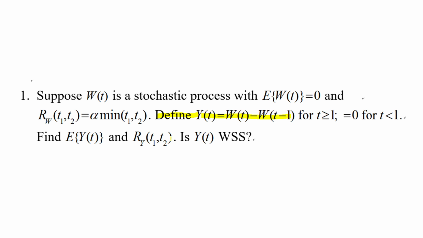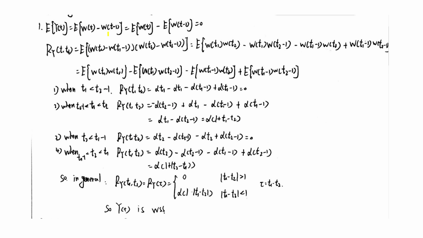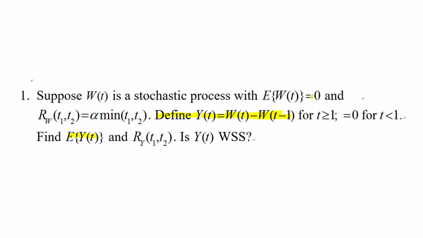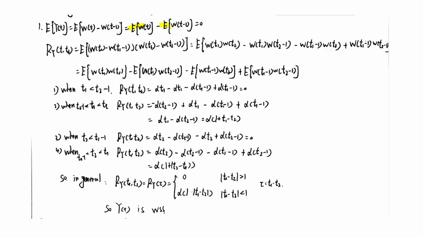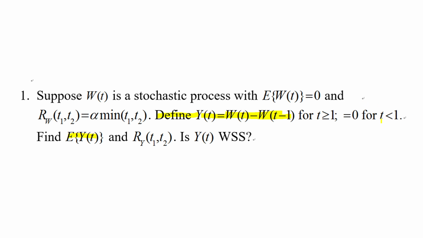By applying the definition, E[Y(t)] is equal to E[W(t) minus W(t minus 1)]. And we know that E[W(t)] is equal to 0, so apparently these two parts are equal to 0, so E[Y(t)] is equal to 0 when t is greater than or equal to 1. And in the other circumstance, when t is less than 1, Y(t) is equal to 0. So apparently E[0] is equal to 0, so finally E[Y(t)] is equal to 0, and 0 is a constant.